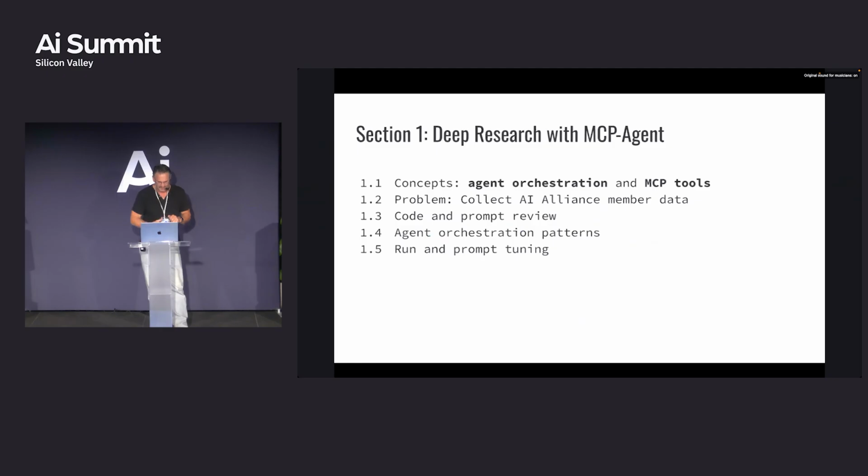So let's jump forward. Now we're getting to code. This is the fun stuff. The first one's agent orchestration and MCP tools. You've already touched on that a lot. Our goal is we're going to collect AI Alliance member data.